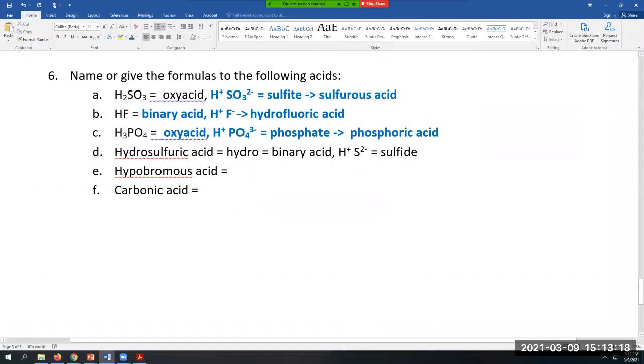Actually, I don't need to say that it's the sulfide. The fact that it's a binary acid means it's just those 2 ions. So then the formula of the acid will be H, and then the charge of the sulfide will become a subscript for H. And then the charge of the hydrogen here will be a subscript of 1 for sulfur. So it's just H2S.